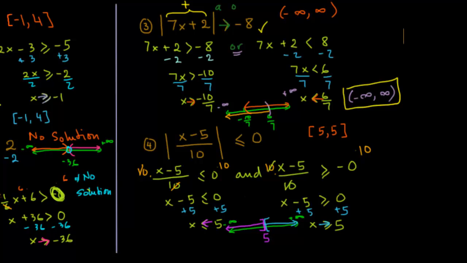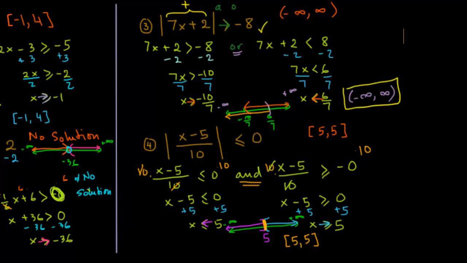So right now we're working on an AND problem, which means we're looking for where they overlap. As we see the bracket means it includes 5, both the left and right side include number 5, which means they overlap at this point. That's why my answer is from 5 to 5. The answer is one solution, which is 5.